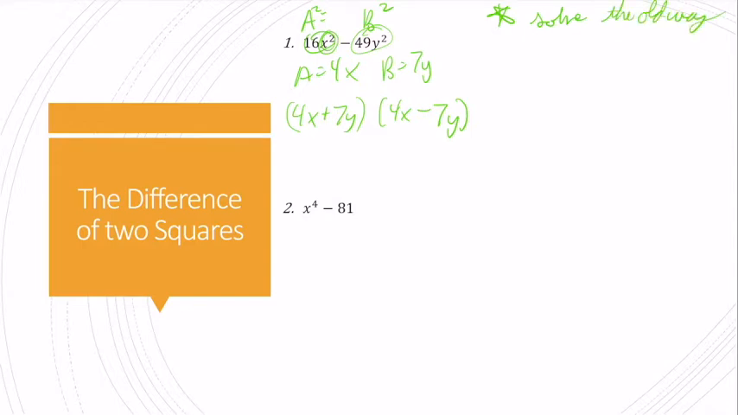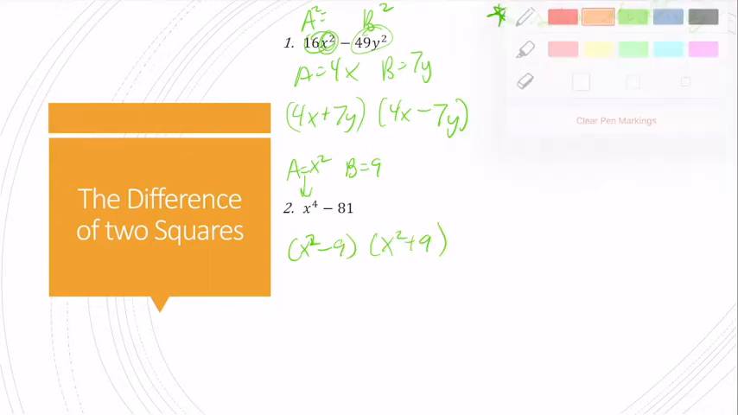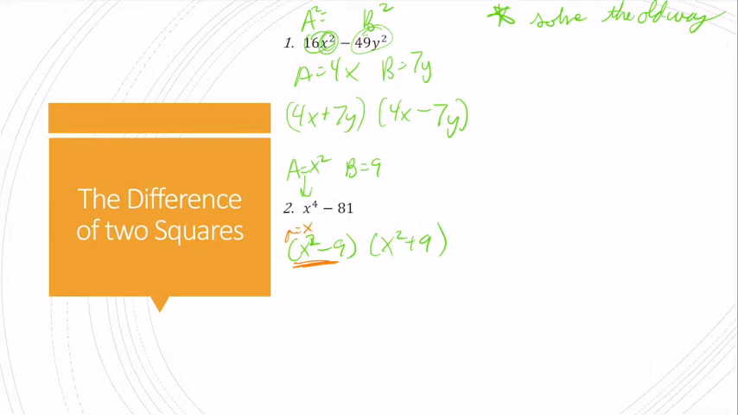All right, now I have x to the fourth minus 81. That's going to give me my A is x squared and my B is 9. So I get x squared minus 9 times x squared plus 9. The thing is, we can keep factoring this, right? If I have x squared minus 9, that's the difference of two squares. But now my A is x and my B is 3. So fully factored, this would be x plus 3, x minus 3 times x squared plus 9. So we had to use our special rule twice.